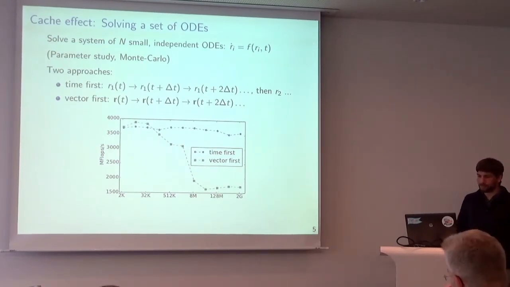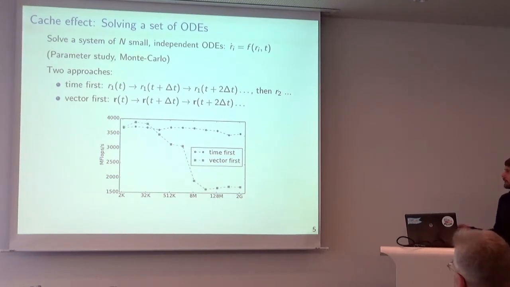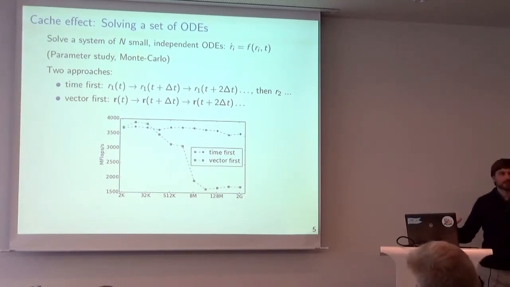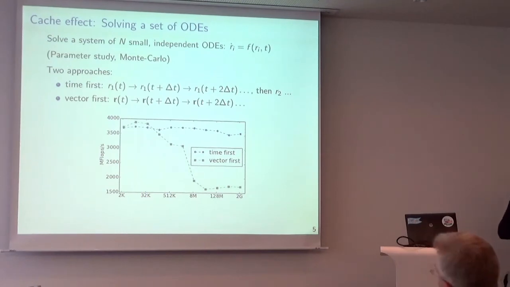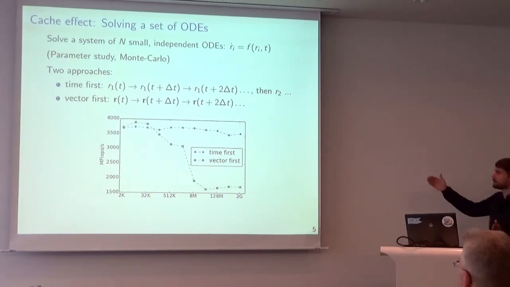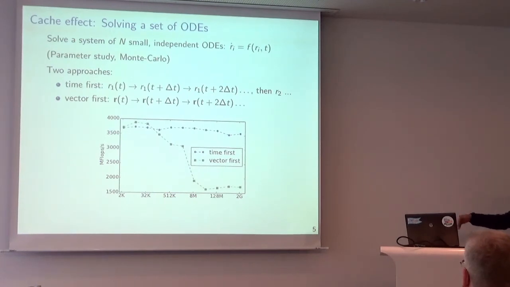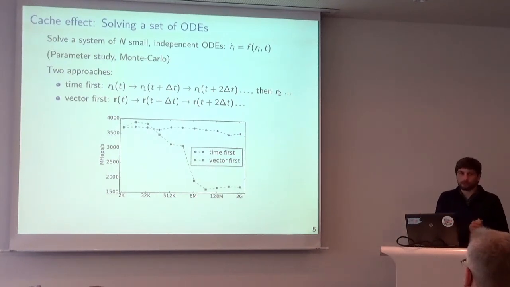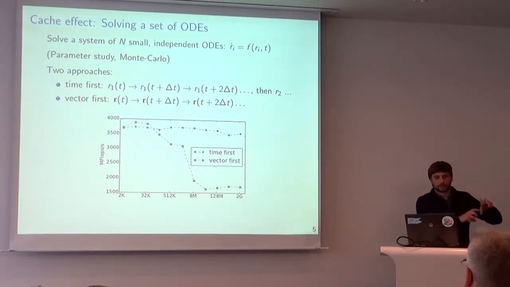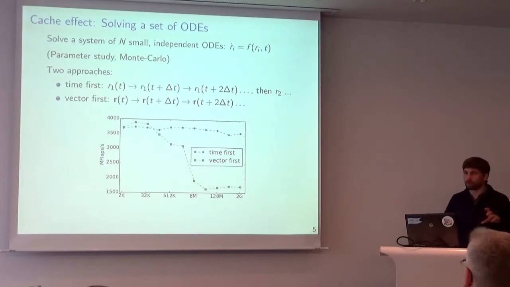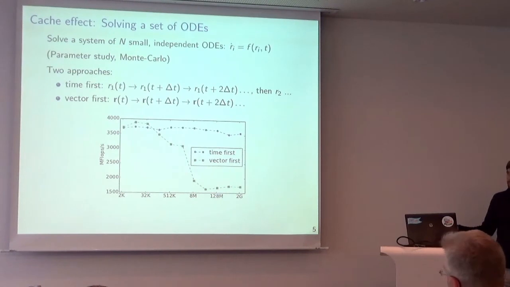And the reason exactly is because at some point your huge system doesn't fit in cache anymore. And that means whenever you iterate, essentially you do two iterations. You do one iteration over time and one iteration over the whole bunch of systems. And the question is what is the outer iteration and what is the inner iteration? So the first approach is the outer iteration is over time and the inner iteration is over space. And the second approach is exactly reverse. So the outer iteration is over space and the inner iteration is over time.